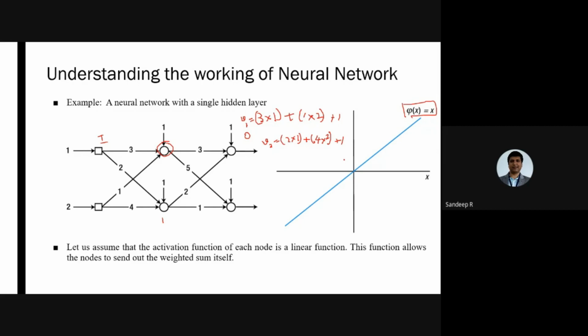It's that simple. When I continue further, suppose I want to calculate the output of the output layer, then again I do the same process. Please observe here: 3 into whatever output we get from this node, plus 2 into the output of this node, plus the bias is 1. Similarly for this node, it is 5 into the output of this node plus 1 into the output of this node plus 1. Whatever we get is nothing but the output. So here we have two outputs.